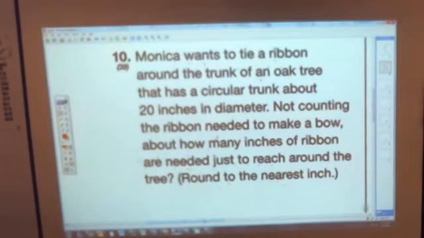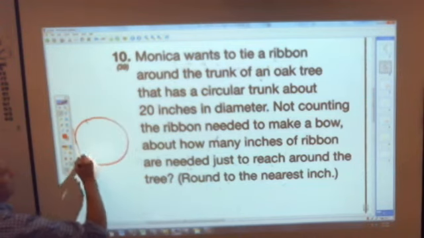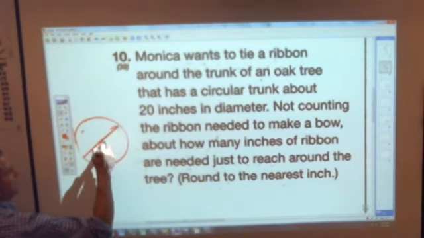So, Anna, I am to assume that you drew a 20-inch in diameter circle? So there's our jumping off point. My oak tree has a 20-inch diameter.